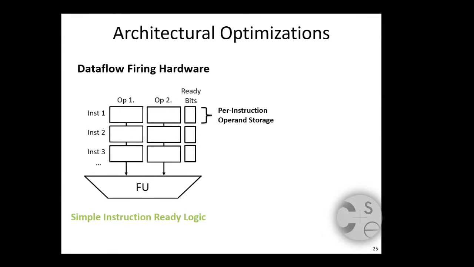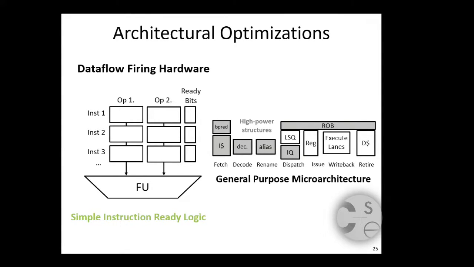There are two main optimizations that allow us to get very low power execution. The first relates to the Dataflow firing hardware. The way that this works is that every instruction in our nested loop will get explicit operand storage. And so firing an instruction is just a matter of checking whether or not the operands are present. The reason that this can work so simply is because we're targeting a static region of the program where we know all the instructions that could execute. And the reason that I bring this up is because if you look at what a general purpose microarchitecture is doing, we're basically either simplifying or eliminating many of the very high power structures there. So we'll get much lower power execution.